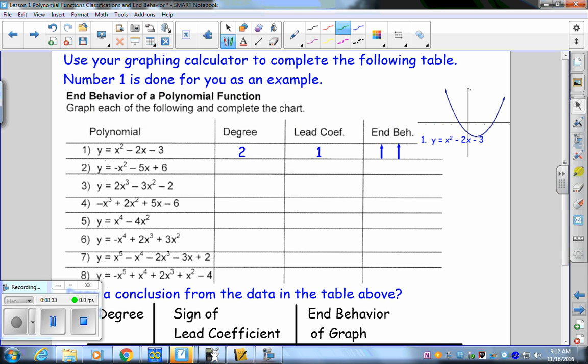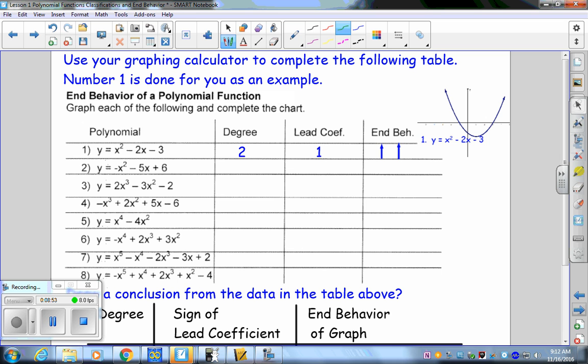Okay, so what I would like you to do right now, using your graphing calculator, if you don't have one, go to wabbit.com. And you can use that one. So it says using your graphing calculator, complete the following table. Number 1 is done for you as an example. And I'm going to do this with you, just talk you through it so you can pause and do it on your own if you want to.